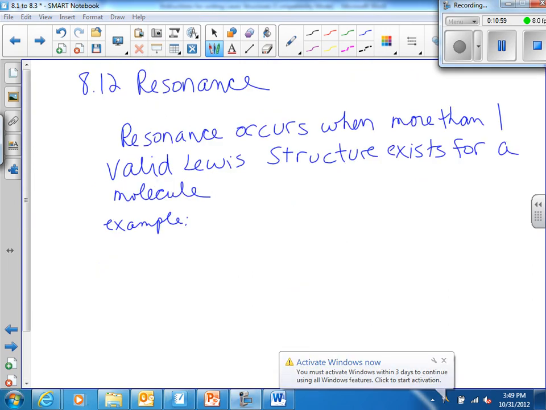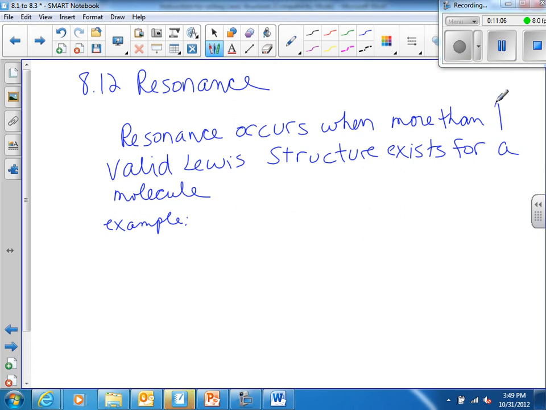Okay, section 812, resonance. Resonance is something that happens when more than one valid Lewis structure exists for a molecule. And the example that we are going to do is SO3, which we've already looked at. So SO3, we just did the Lewis structure, and we put the double bond on the right side. Now, you will notice that I could have put the double bond down at the bottom.